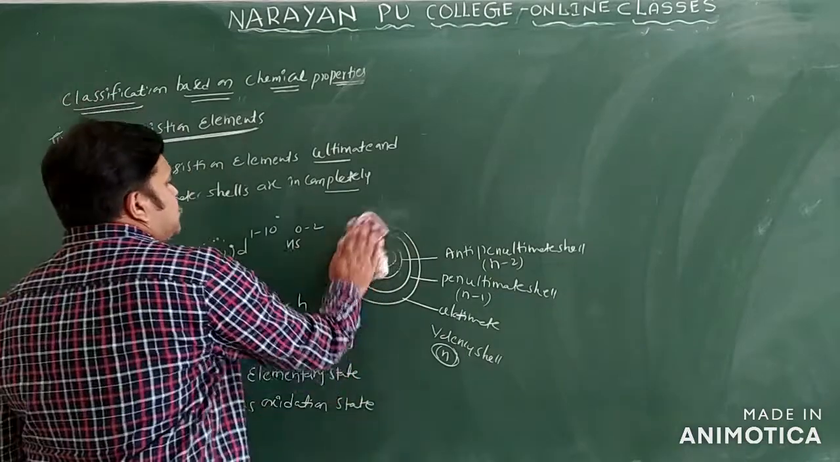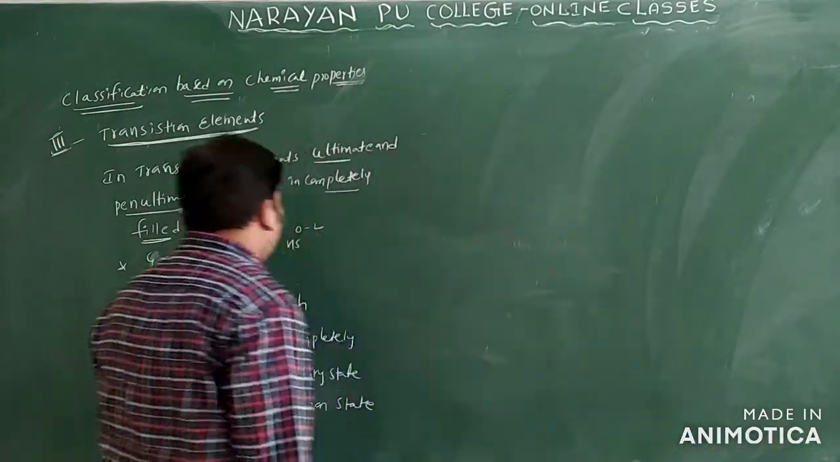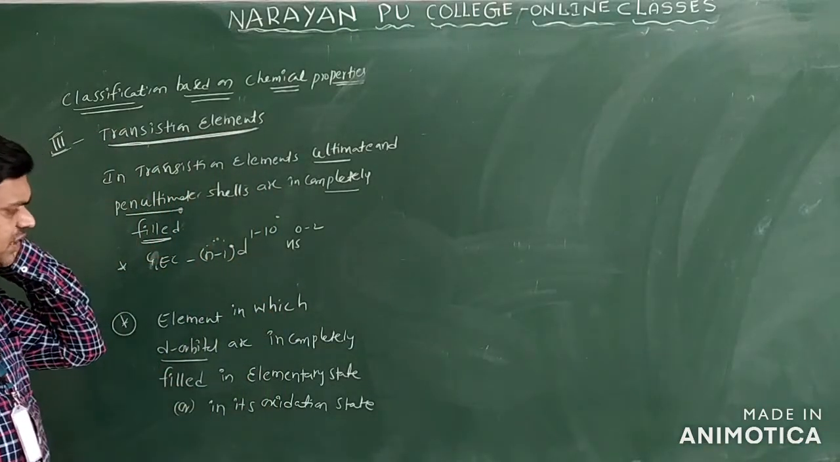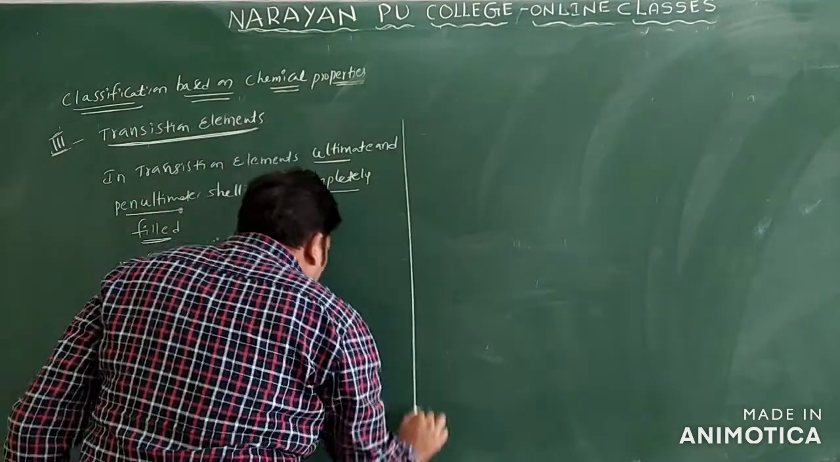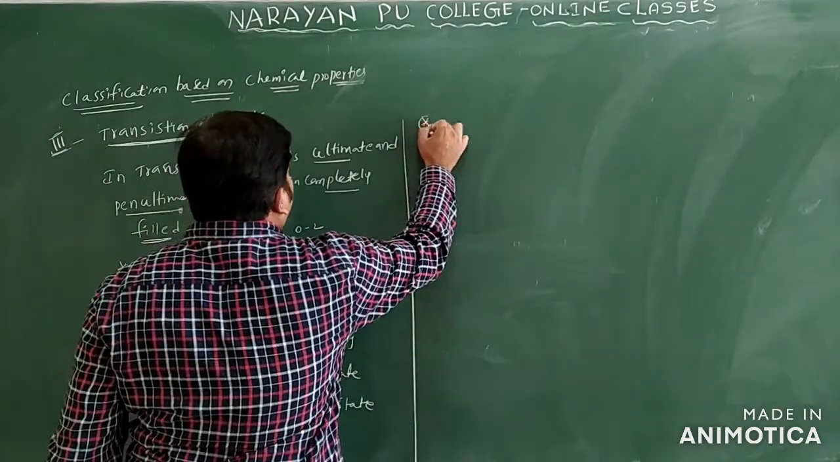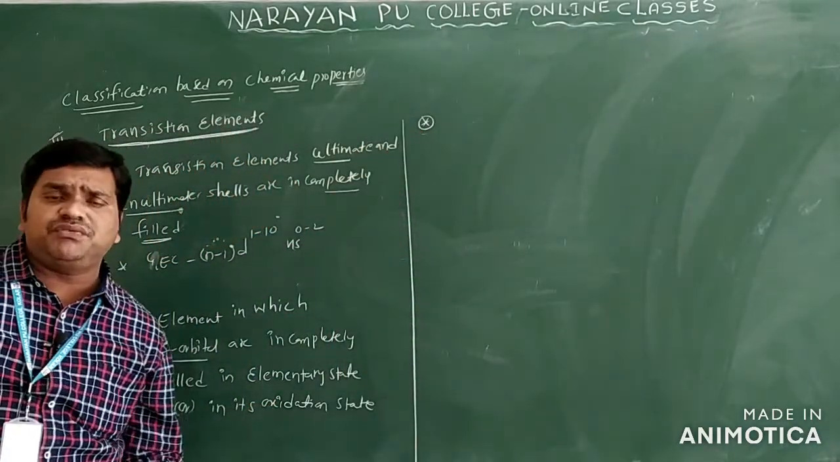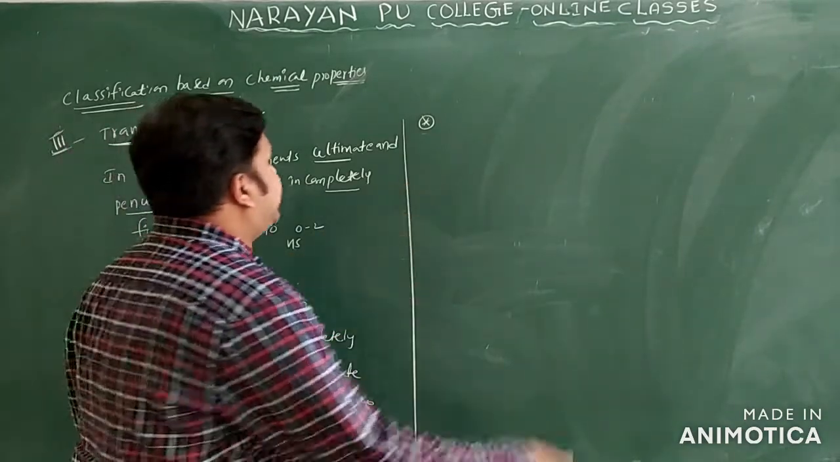Clear? So what is the general electron configuration? Just a small change is there, that is (n-1)d1 to 10 ns0 to 2. So here, elements in which d orbitals are incompletely filled in elementary state or in its oxidation state only. Generally what are the properties here? The properties of the d block elements or transition elements are intermediate between what, s and p block elements only.